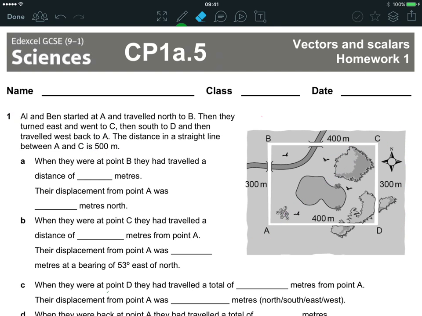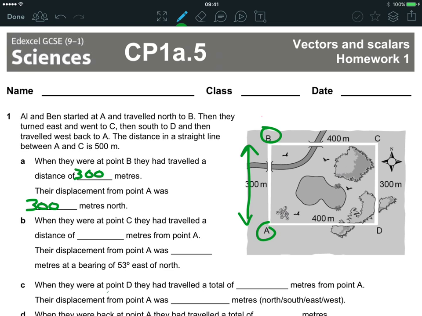When they are at point B, okay, so they've started at A, they've gone to B. When they're at point B, they have travelled a distance of how many metres? Let's have a look. Well, the distance from there to there is 300. Okay, their displacement from point A, so that's the shortest distance between the 2 points, is how many metres? Well, that's going to be the same in this case. So that's going to be 300.